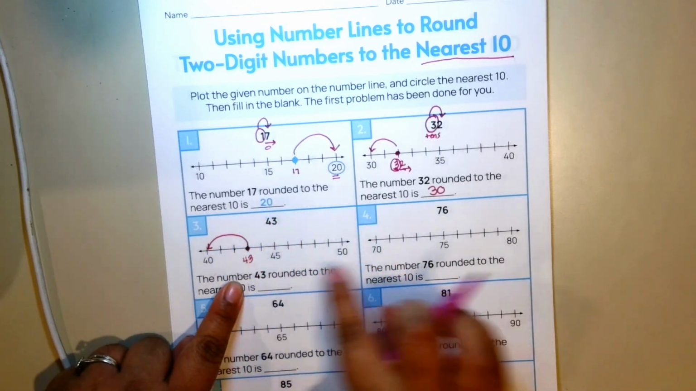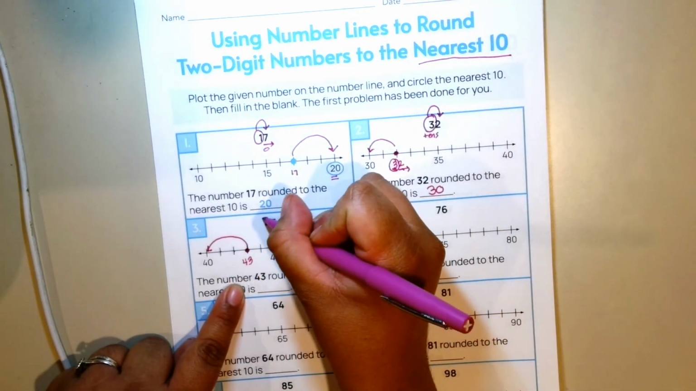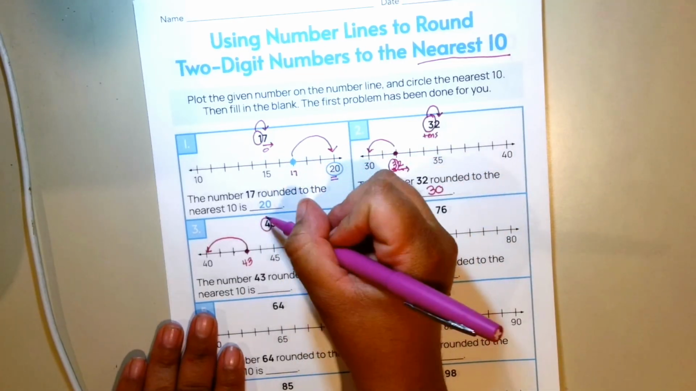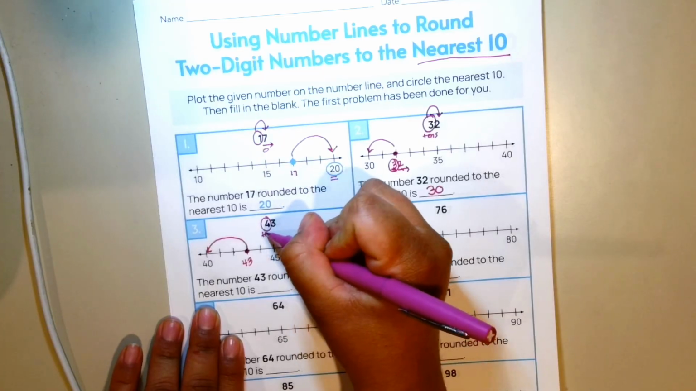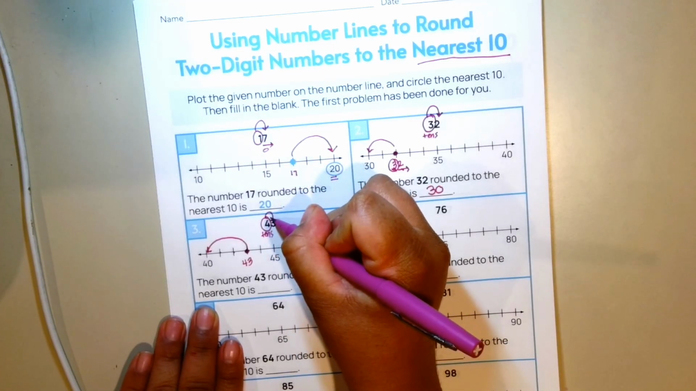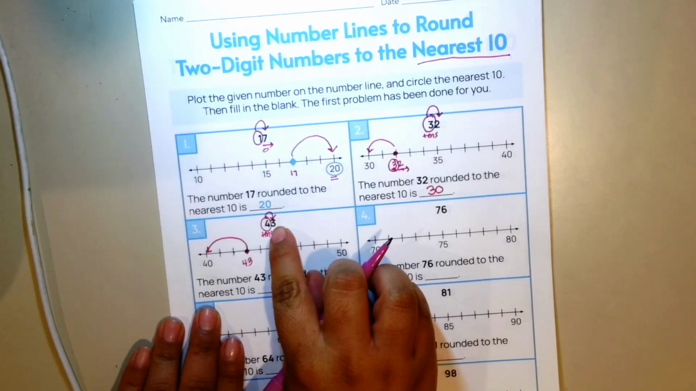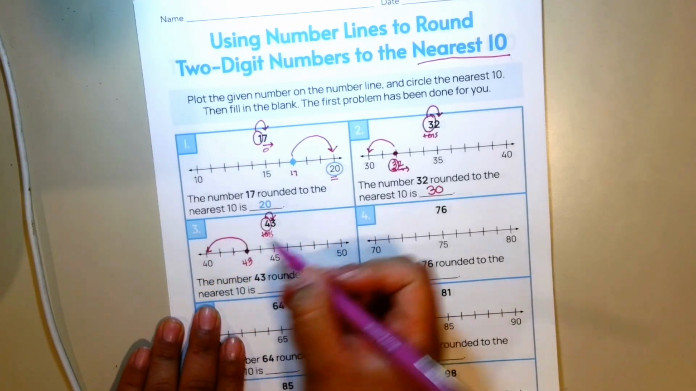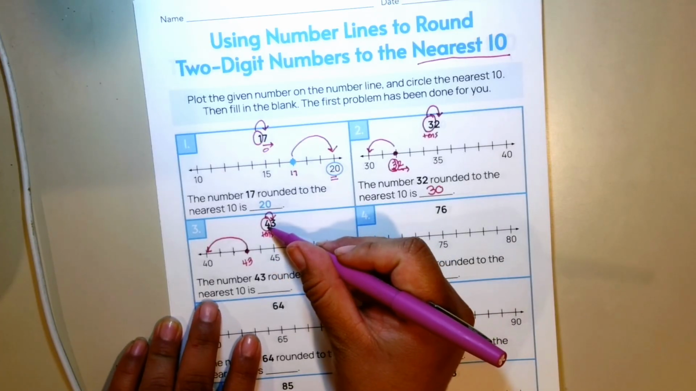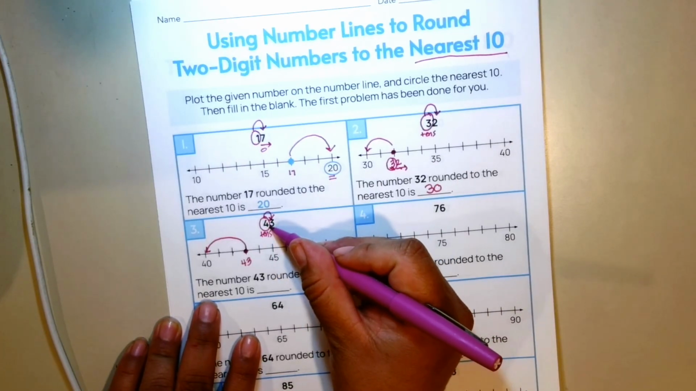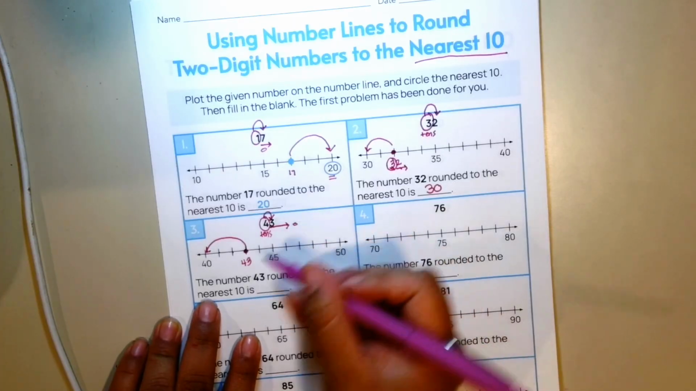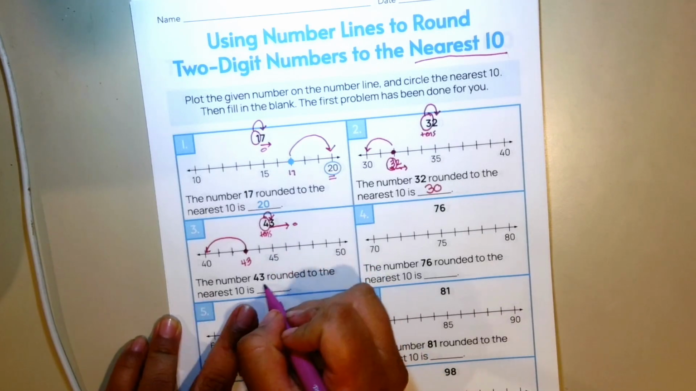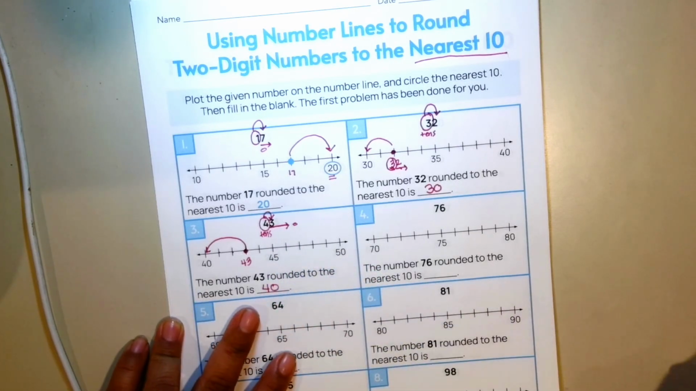But if we didn't have the number line, we need to remember that we're going to circle the target number, which is the tens. This is the tens place. Look to the right. If this number is 4 or below, it rounds down. So that means that this number stays the same and everything else becomes zeros. So what's everything else after the 4? The 3. So the 3 becomes a 0. 40.